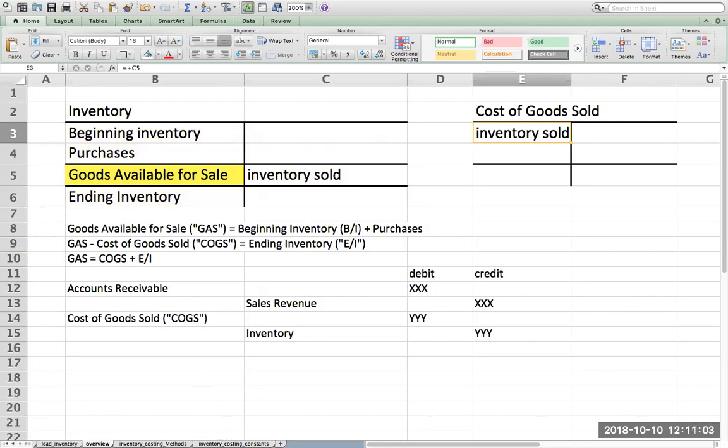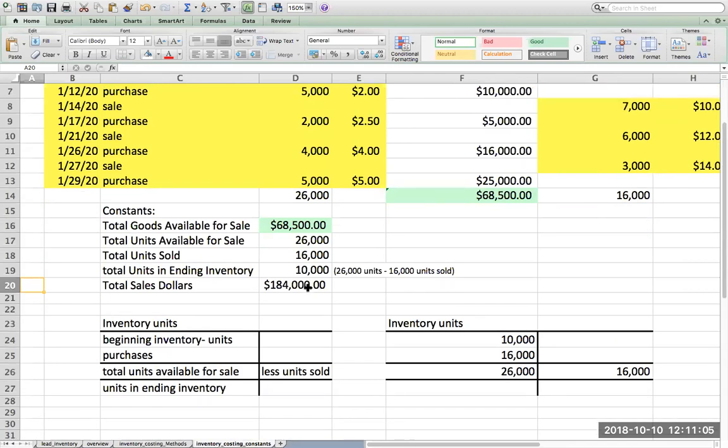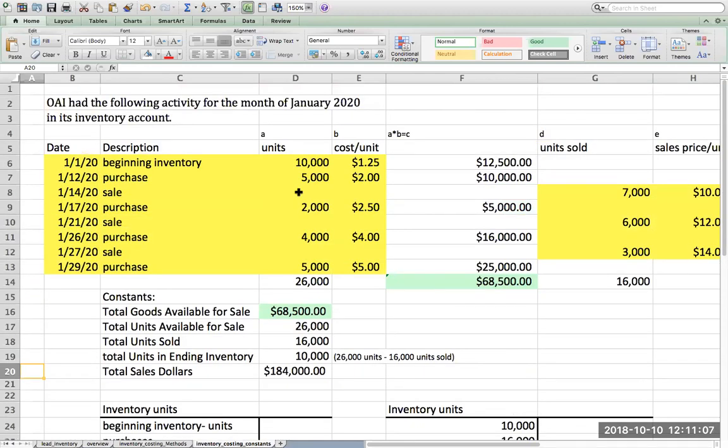Because notice here, my units aren't ever changing. I'm still selling 16,000 units. I have 26,000 units available for sale. I have 10,000 units remaining. But depending on the cost flow assumption I'm using for these various problems, that is going to determine my cost of goods sold under the various different methods.